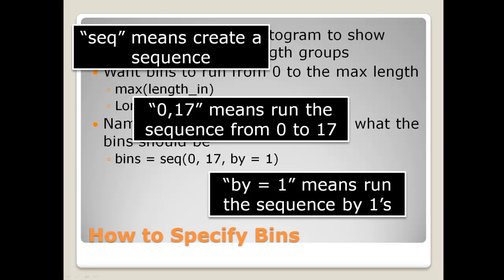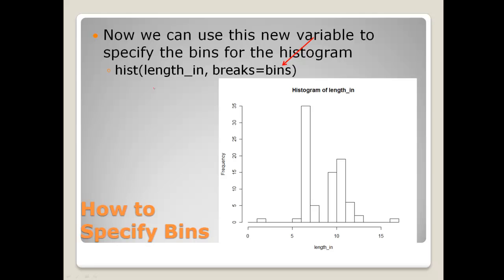And it's very simple. And now that is stored in this variable bins. And so now we can do a histogram of our length variable, but instead of specifying the number of bins, we specify the variable that we named bins, which contains actually 17 or 18 values in it. And that's how we can get the histogram to make the bins in 1-inch length groups.